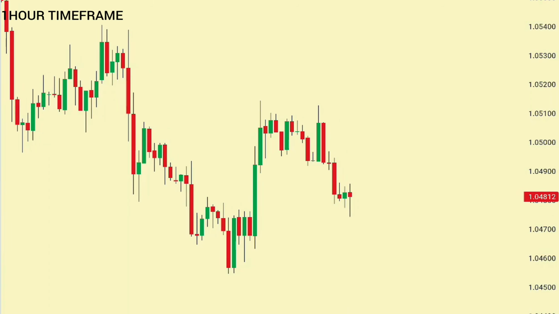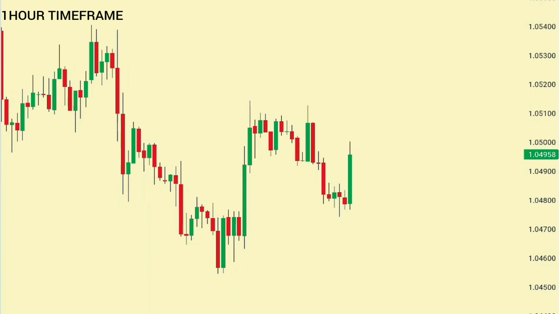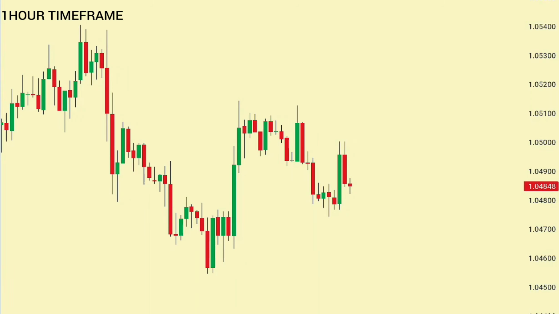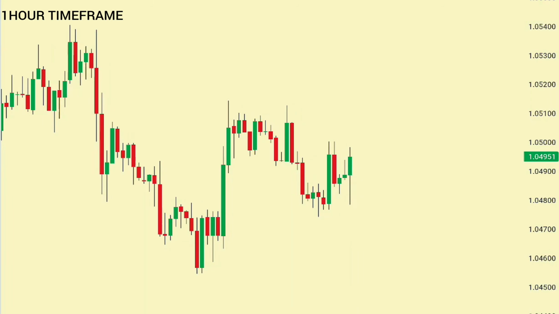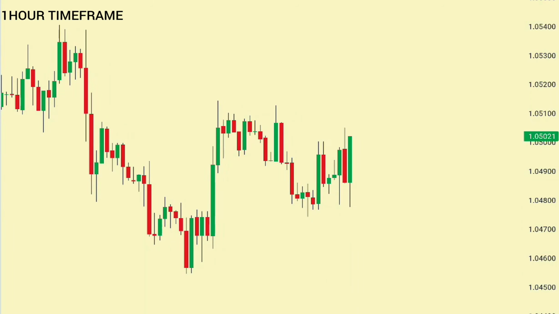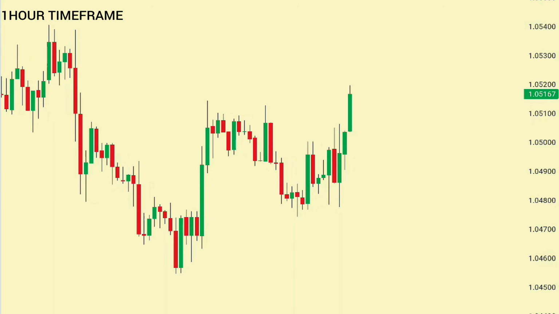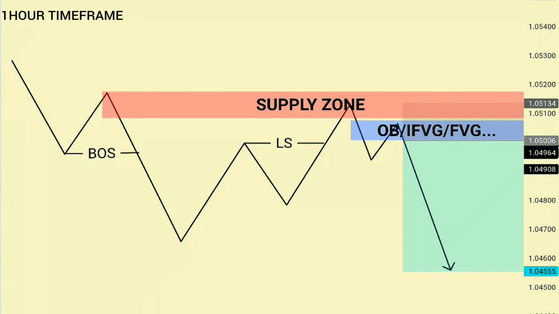Then we'll apply the same idea to two real chart examples. By the end, you'll understand not only where the liquidity sweep forms, but also why it becomes one of the most important pieces of this entire setup. Before we jump into the real charts, let's first understand the complete blueprint of this concept.